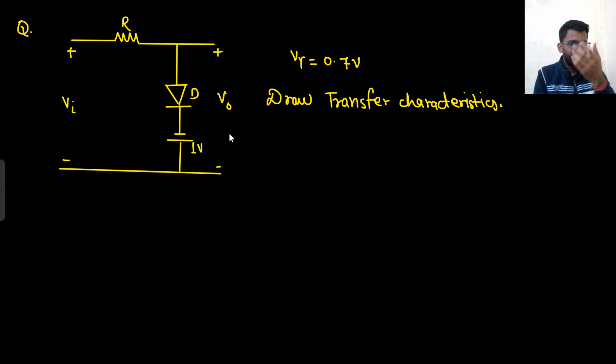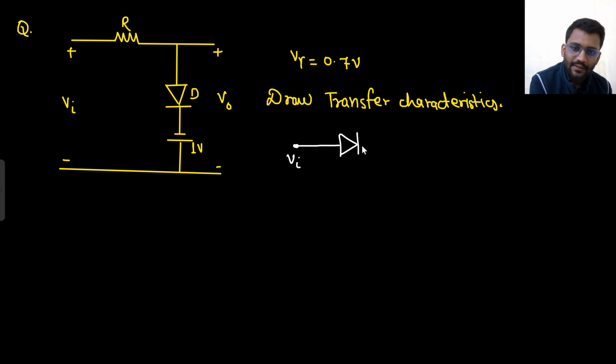So what will you do? Take the battery out of the diode. So this is the P terminal. If we are applying the open circuit test, I can make it like this. The battery will be taken out of the diode, and this potential here will be grounded. This potential is 1 volt, this potential is 0.7 volt.